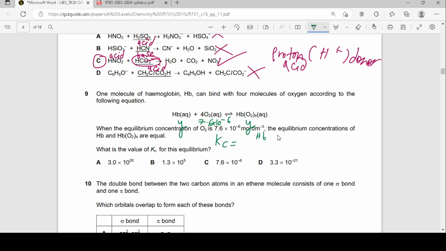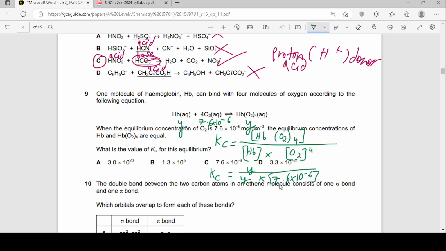Kc expression is Hb(O2)4, that's the product side, divided by Hb multiplied by O2 to the power of 4, right? Because your stoichiometric coefficient there is 4. Okay. So then I can write this as y divided by y times (7.6 x 10^-6) to the power of 4.